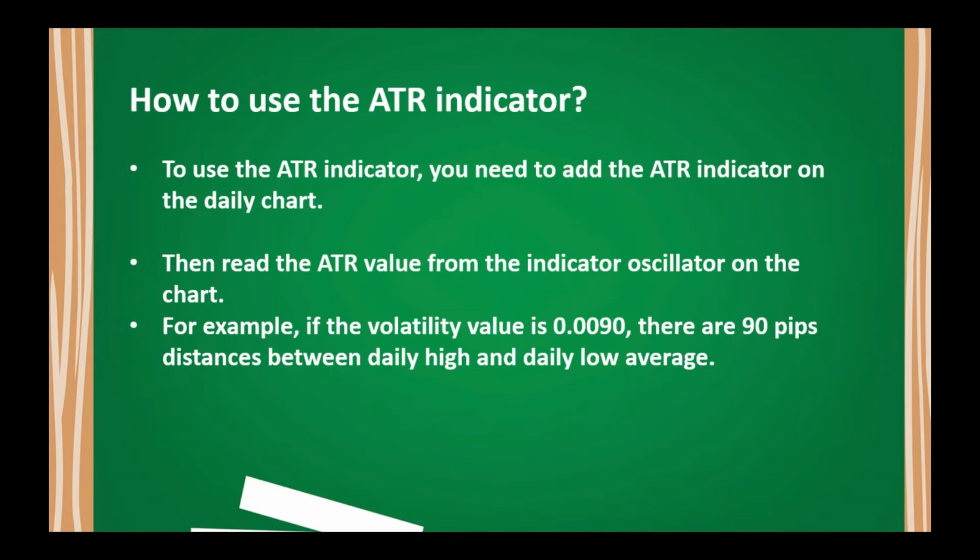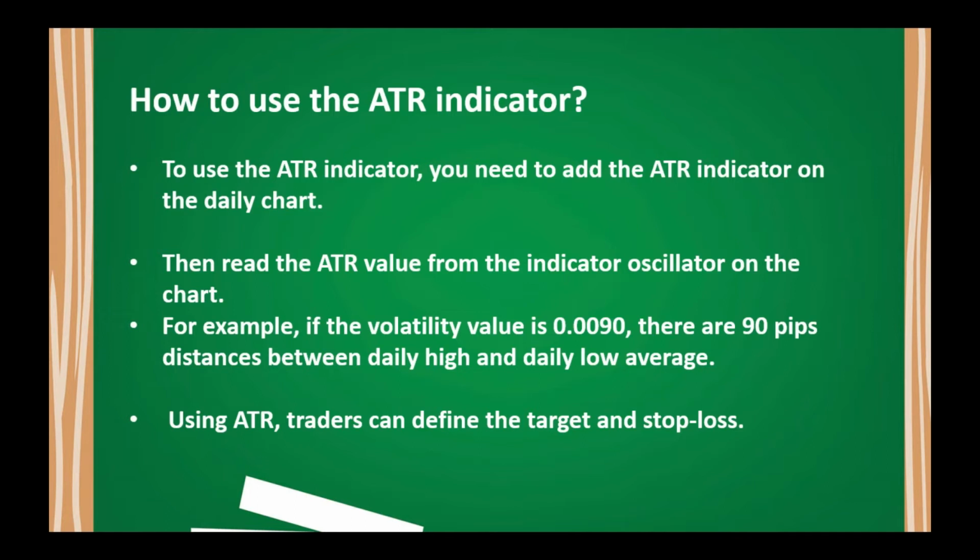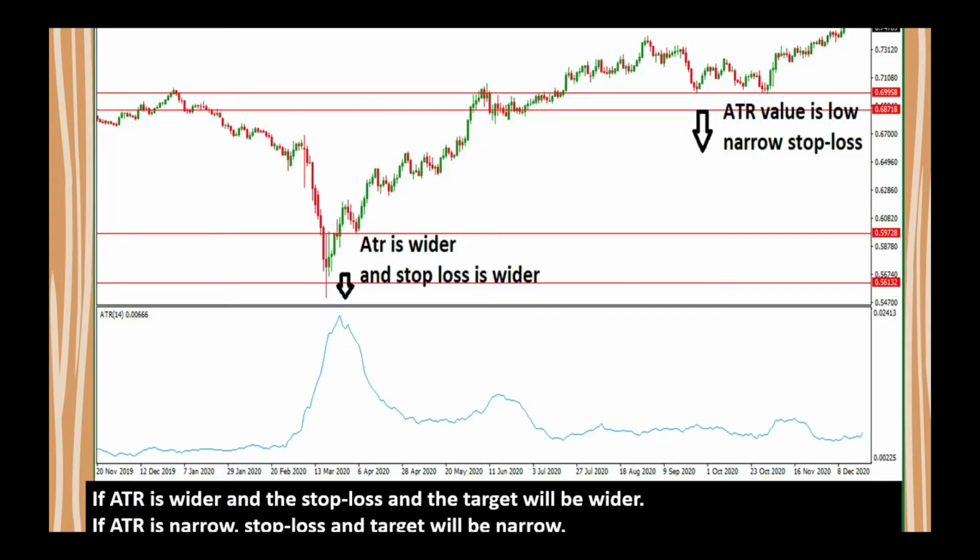Actually, for example, if we have ATR 14, then for every single day I find the distance between low and high, and then find the average volatility, the average distance from the low to the high for those 14 days. And I put that value on the indicator. Very simple. So why do we use the ATR indicator? We use ATR to define the target and stop loss.